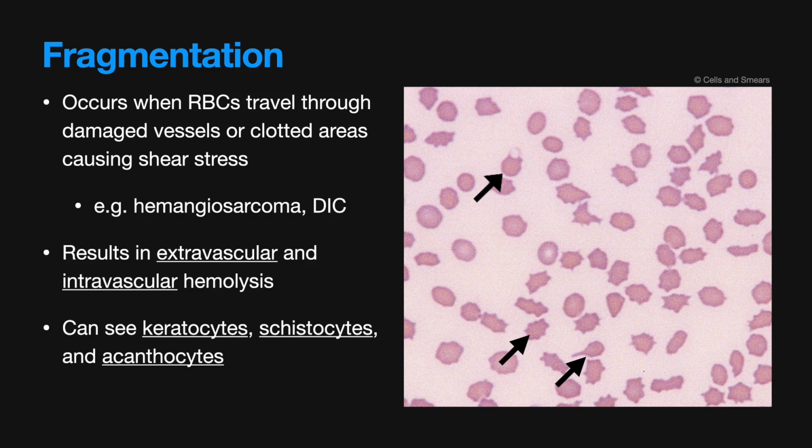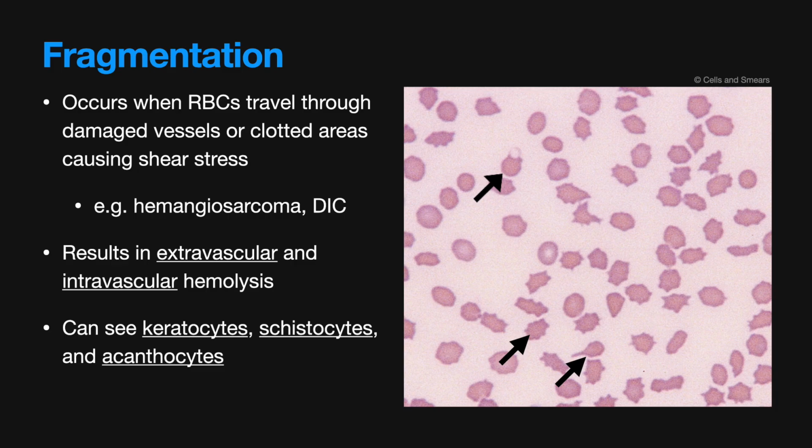Fragmentation anemia results when red blood cells travel through damaged vessels or through clotted areas. Traveling through these areas causes shear stress, resulting in damage to the red blood cells. Example conditions associated with fragmentation anemia include things like hemangiosarcoma and disseminated intravascular coagulation. These changes result in both extravascular and intravascular hemolysis.